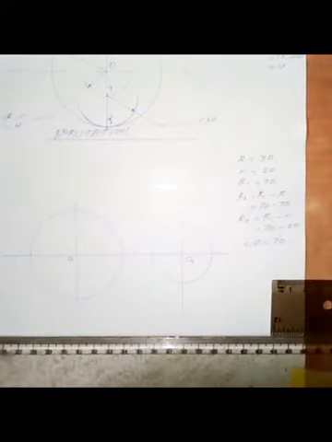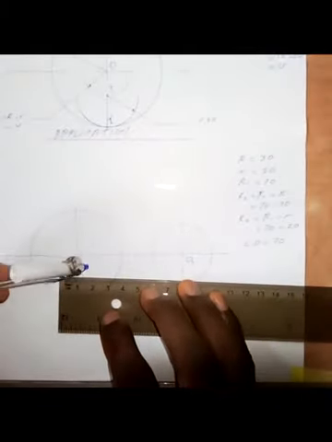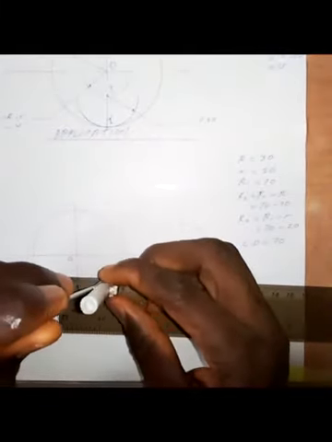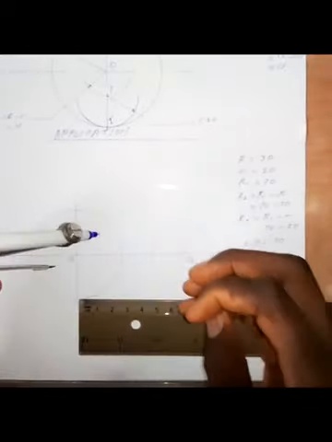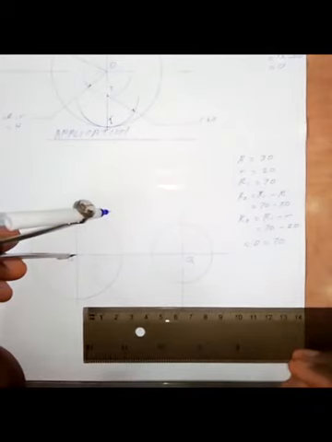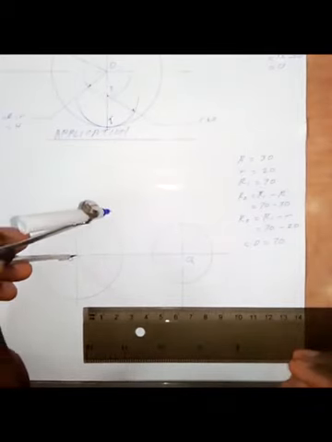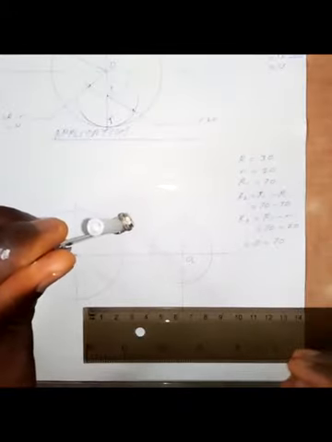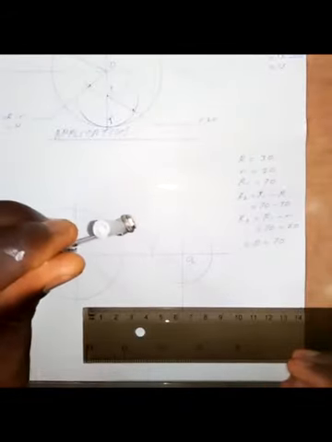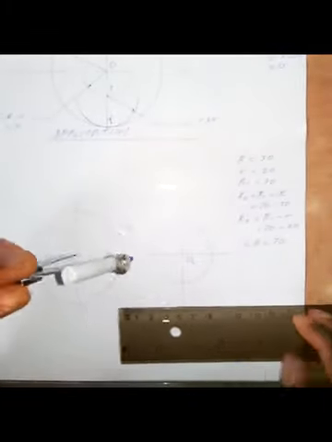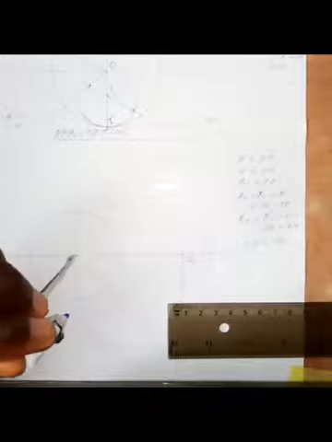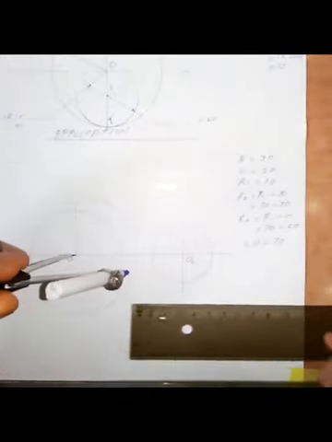So I will take 40 mm on my ruler. So this is 40 mm. I will put it at the center of the circle here, and I will draw an arc. Draw an arc here, and then I will draw another arc here.